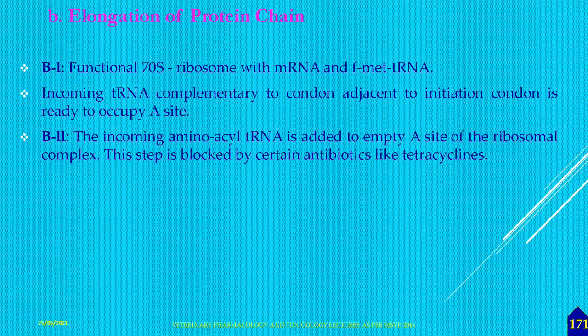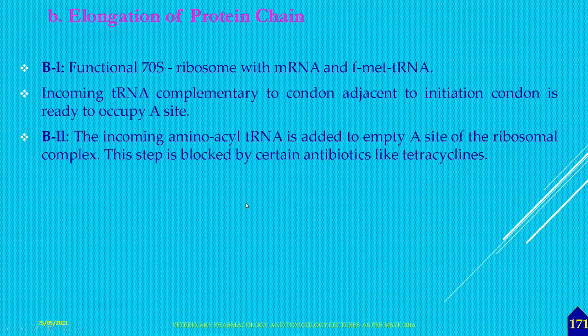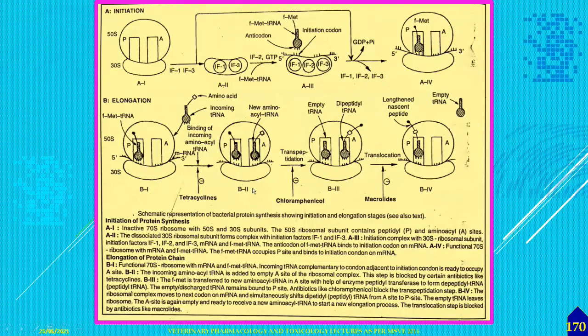Here B1 is the functional 70S ribosome with the initiator bound, whereas the incoming tRNA complementary to the codon adjacent to the initiation codon is ready to occupy the A site. Here this is the final. Here B4 is there. B2, incoming tRNA is added, B1, B2, B3 and B4. Four steps are here. So each step is explained in the same way. This is expanded in the next slide.